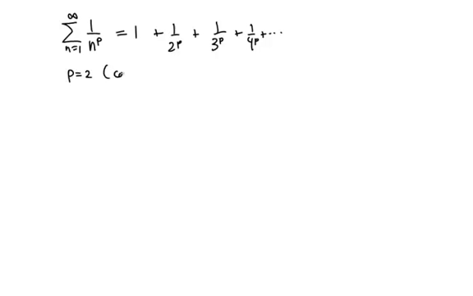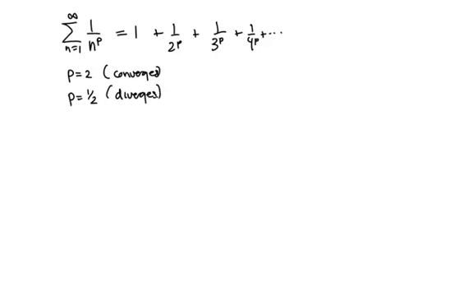Both of the previous examples were special cases of series of the form the sum of 1 over n to the p, n going from 1 to infinity. So 1 plus 1 over 2 to the p, plus 1 over 3 to the p, plus 1 over 4 to the p, down the line. In the previous example, we looked at the case when p equals 2 and found that it converges. And we also looked at the case when p was equal to 1/2, when we had the square root functions, and we found that that diverges.